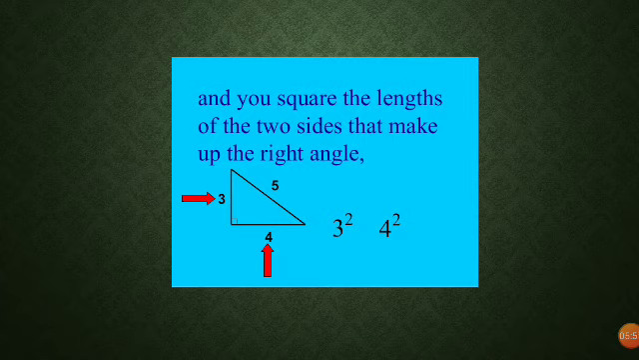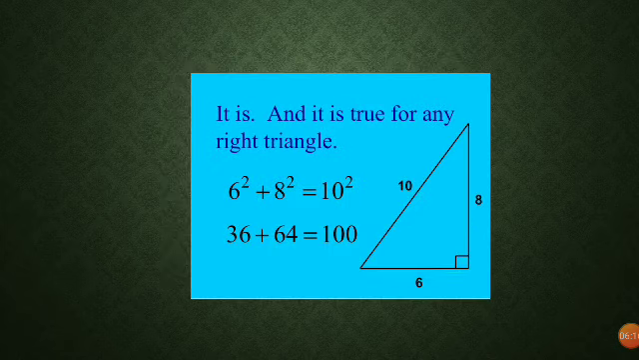You square the lengths of the two sides. The two sides are 3 and 4, which make the right angle. The hypotenuse is 5. So both sides have a right angle between them: 3 square and 4 square.